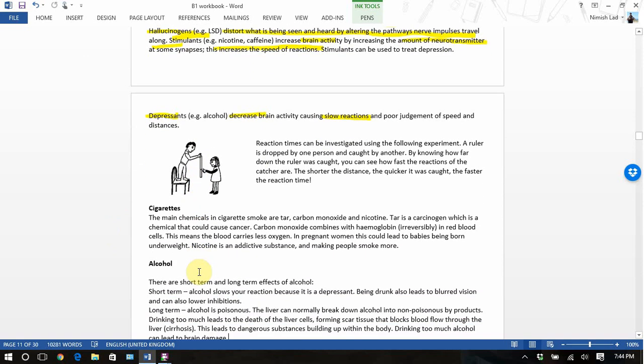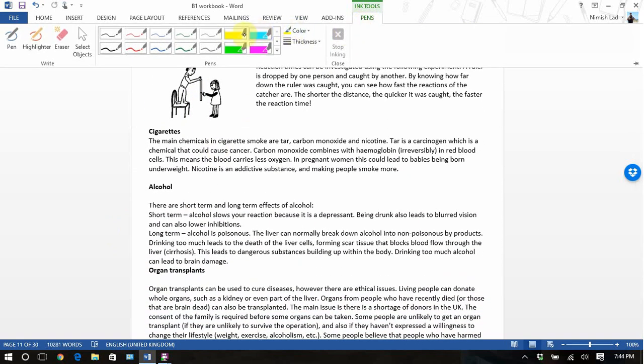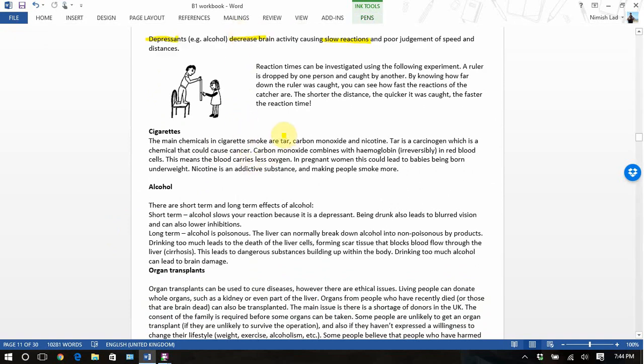Okay. So let's get into some of these drugs. First one I'll talk about is cigarettes. So the main chemicals are tar, carbon monoxide, and nicotine. Tar is a carcinogen. It's a chemical that causes cancer. That's one of my carcinogen.